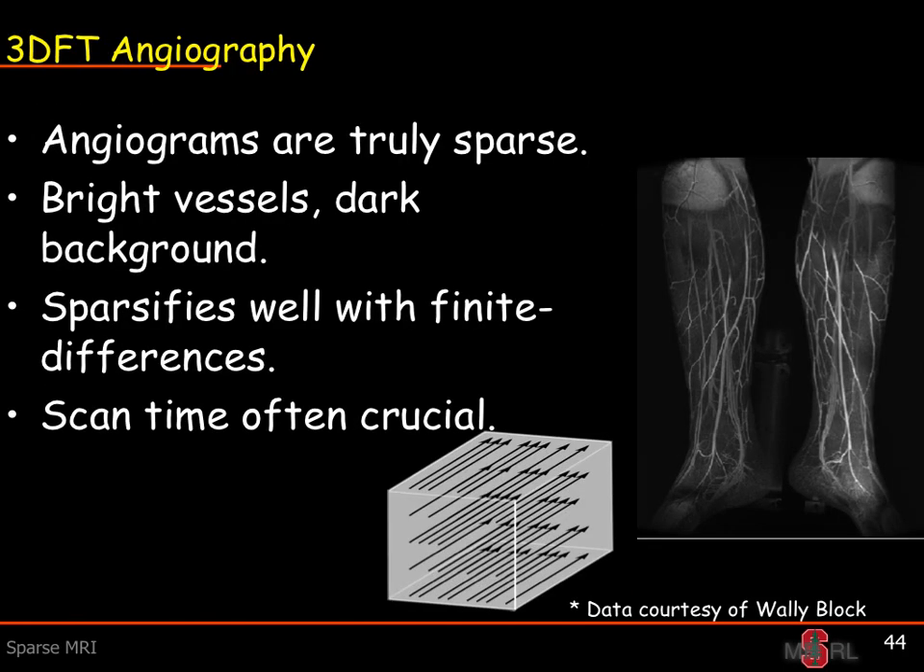Okay, so we'll finish out the lecture here with a survey of different compressed sensing applications. One of the early applications was 3D Fourier transform angiography. Angiograms, as we alluded to earlier in the lecture, are truly sparse. That is, you have bright vessels on top of a dark background of tissue that is nominally completely suppressed. They sparsify well with finite differences, and scan time is often crucial because you're trying to look at the dynamic flow of blood.